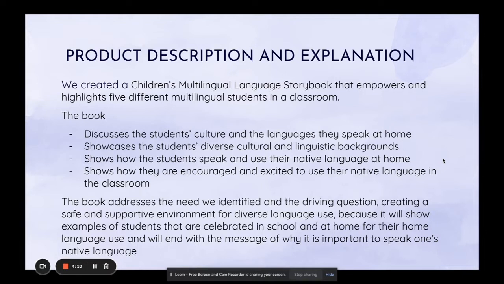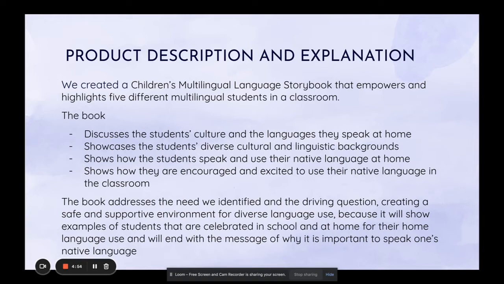Product description and explanation. So we created a children's multilingual language storybook that empowers and highlights 5 different multilingual students in the classroom. The different multilingual students we highlighted were Japanese, Hawaiian, Portuguese, Spanish, and a deaf student who signs ASL. The book discusses the students' culture and languages they speak at home, showcases students' diverse cultural and linguistic backgrounds, shows how students speak and use their native language at home, and shows how students are encouraged and excited to use their native language in the classroom.